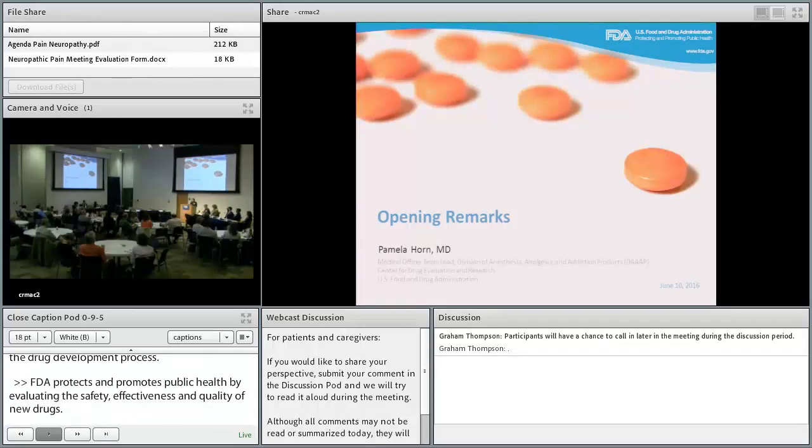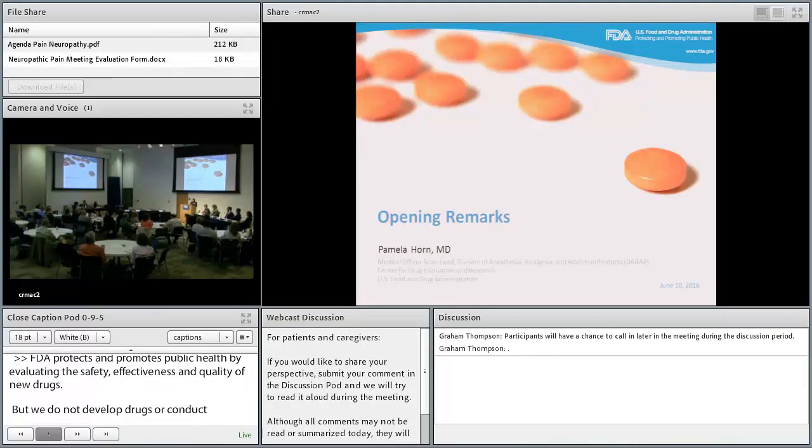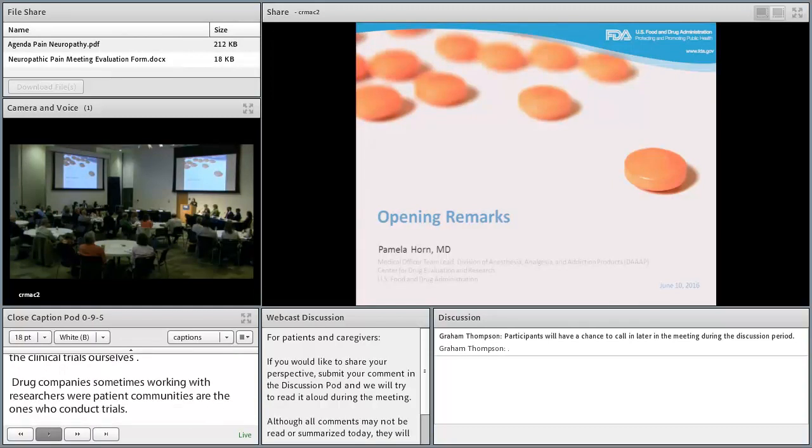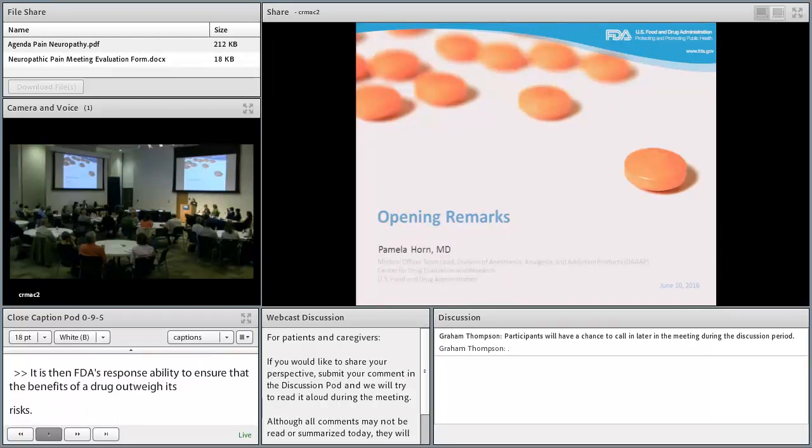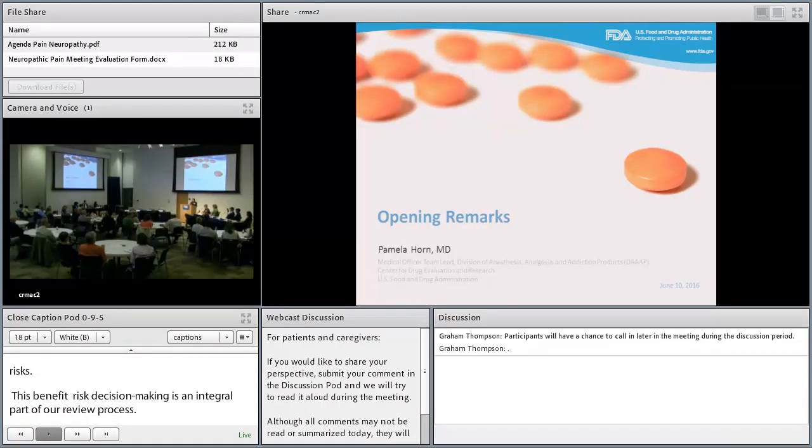Drug companies, sometimes working with researchers or patient communities, are the ones who conduct trials and submit applications for new drugs to FDA. It is then FDA's responsibility to ensure that the benefits of a drug outweigh its risks. This benefit-risk decision-making is an integral part of our review process. We look forward to incorporating what we learned today from all of you into the agency's thinking and understanding of how patients view benefits and risks of treatments for neuropathic pain.